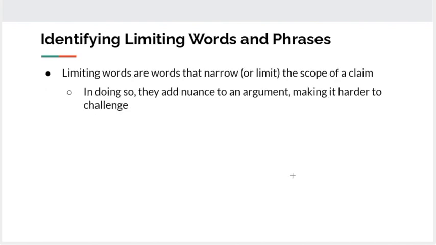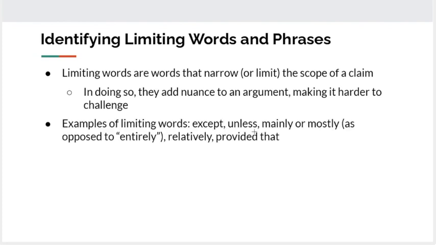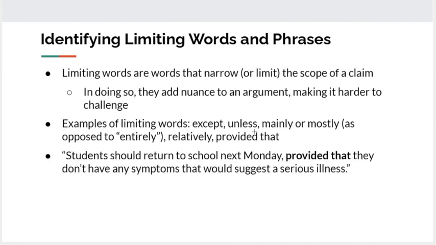Now, a couple of other terms before we get into a specific example. Limiting words and phrases. Limiting words are, as the term suggests, words that narrow or limit the scope of a claim. What does that mean? It means that they add nuance to an argument and make it harder to challenge. Some examples of limiting words: except, unless, mainly or mostly, as opposed to entirely, relatively, provided that. All of these words signal that some qualification or point of clarification is about to be added that makes the statement a little bit harder to challenge.